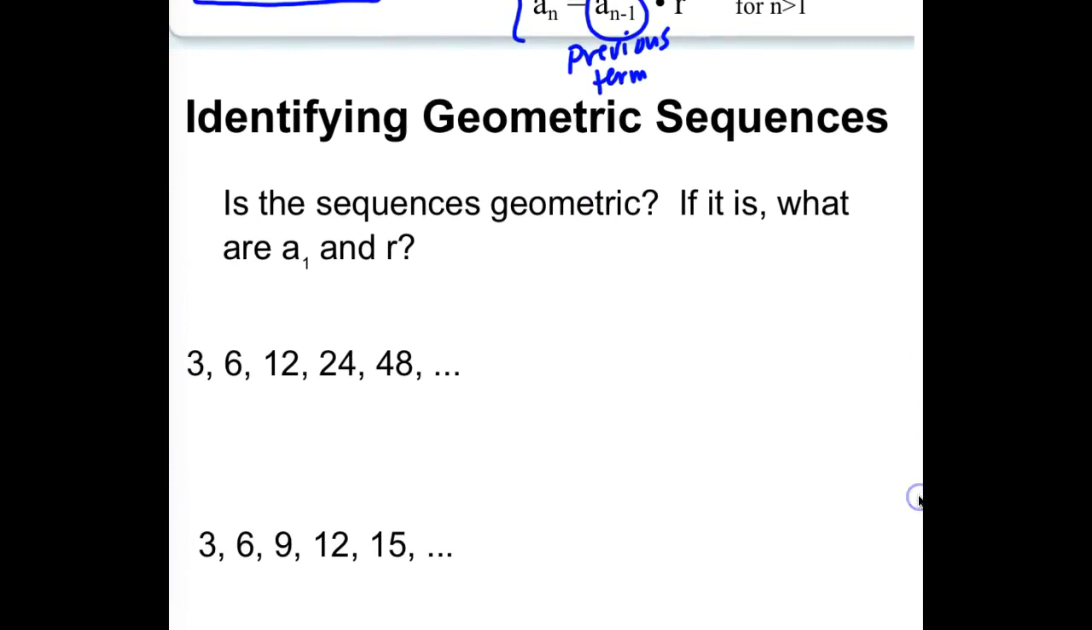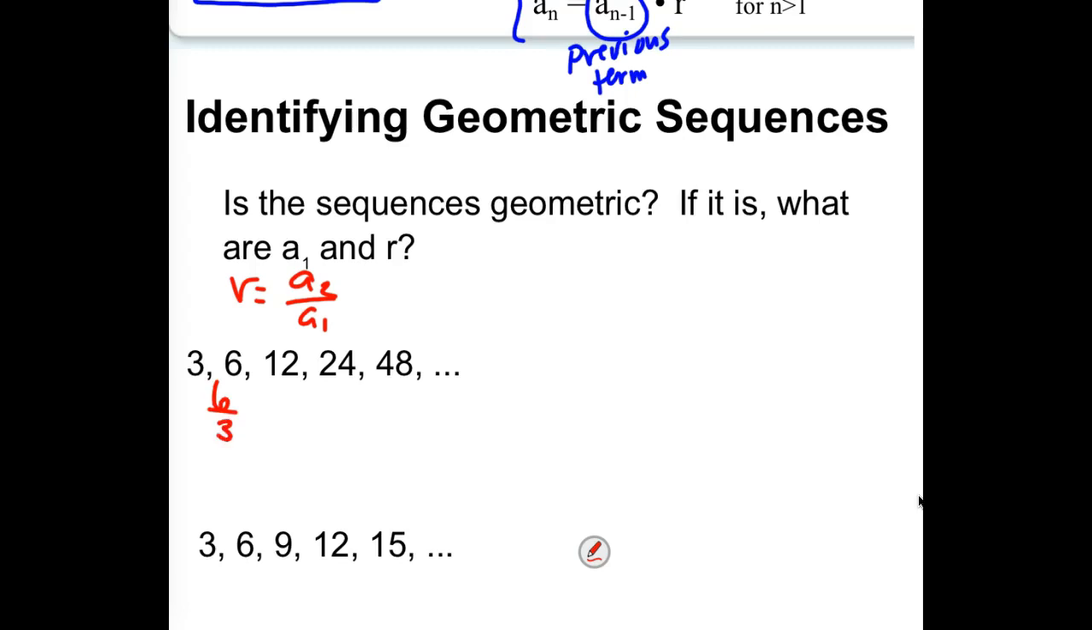All right, so we're going to start out just looking at, is this geometric? If it is, we want to find a sub 1 and R. I believe there's a typo in your notes packet, that weird symbol thing. Change that to an a sub 1. So my first step is to figure out, is there a common ratio? If there is, I can take any term and divide it by the previous one, and I should get the same answer. So checking on this one.